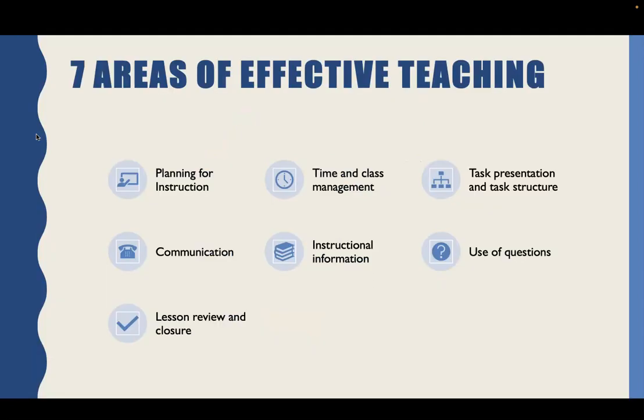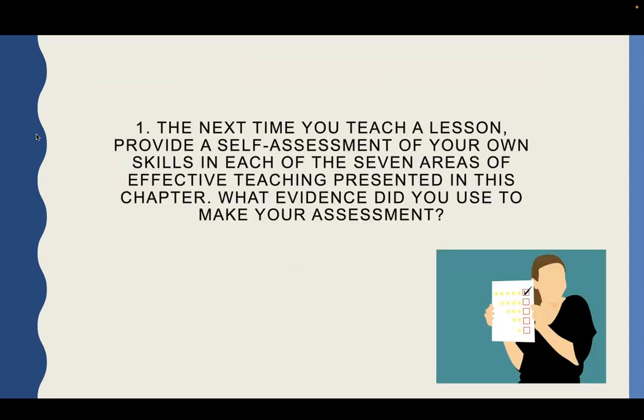So first off, the 7 areas of effective teaching include planning for instruction, time and class management, task presentation and task structure, communication, instructional information, use of questions, and lesson review and closure. So the first question to look at: the next time you teach a lesson, provide a self-assessment of your own skills in each of the 7 areas of effective teaching presented in this chapter. What evidence did you use to make your assessment?